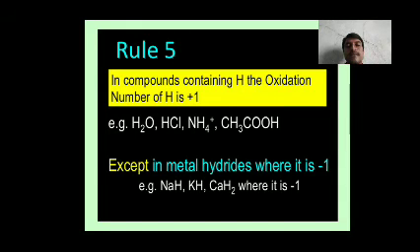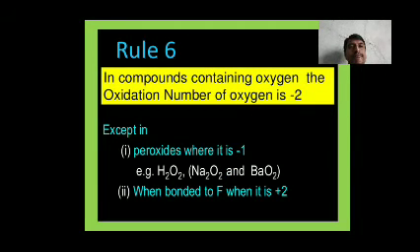Hydrogen's general oxidation number is plus 1. When hydrogen is combined with metals like first and second group atoms, the hydrogen oxidation number is minus 1, like potassium hydride, sodium hydride, calcium hydride, magnesium hydride, where it is minus 1.